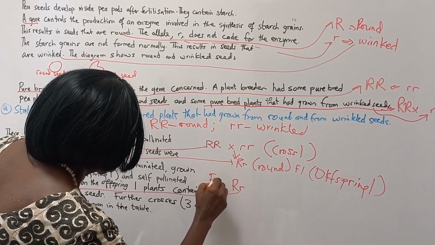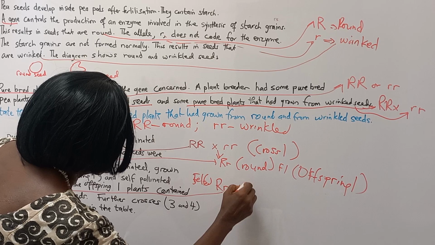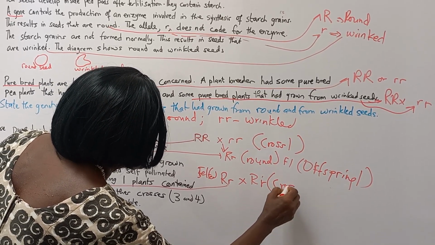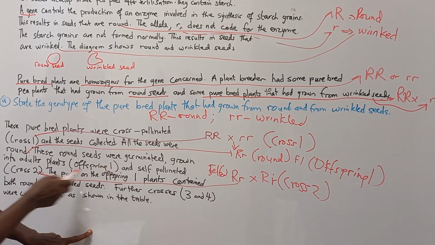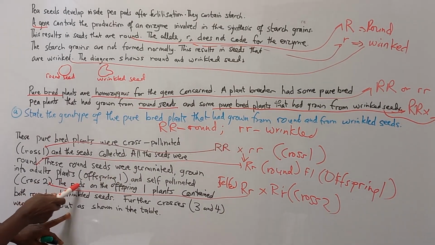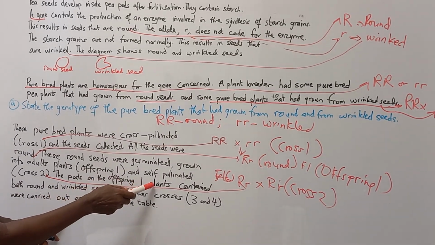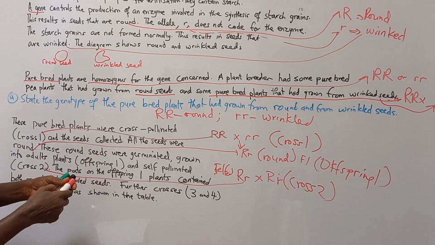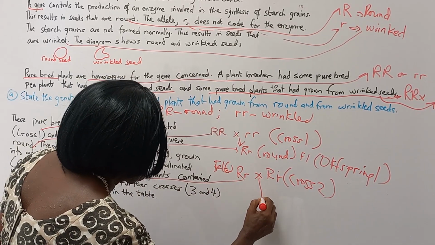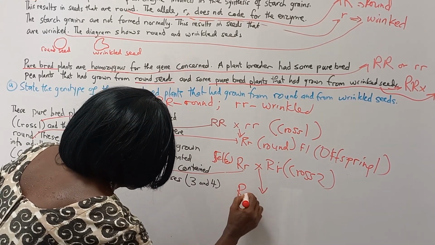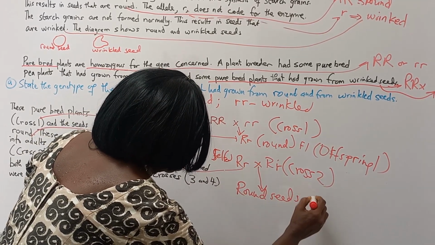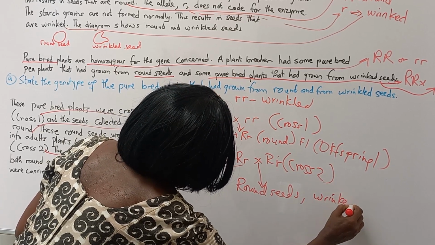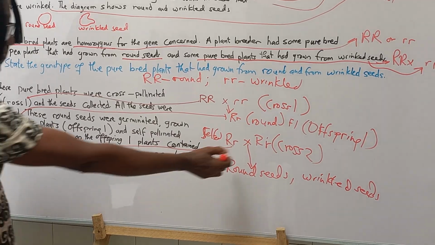So this is selfed. This F1 plus F1 is selfed, and that becomes cross 2, self-pollinated. Let's continue reading. The pods on the offspring 1 plants contain both round and wrinkled seeds. So what came out of here? We have round seeds and then also wrinkled seeds. We have round and wrinkled seeds.